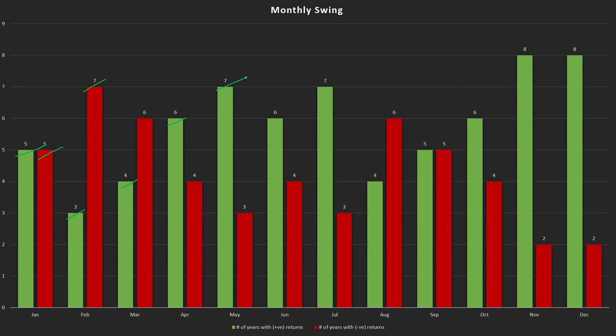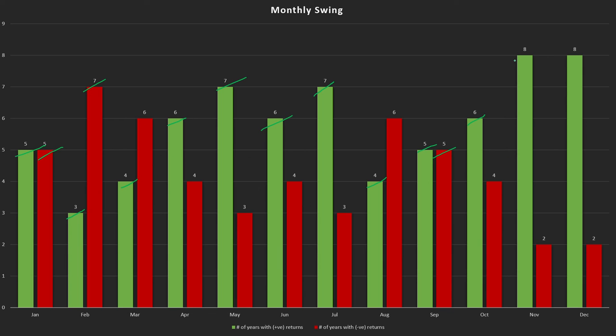May is quite good with 7 positive. June is good, again with 6 positive. July too is very good with 7 positive returns in the last 10 years. But August doesn't seem to be a good month for the sector with only 4 positive in last 10 years. September 5 each. October 6 positive.